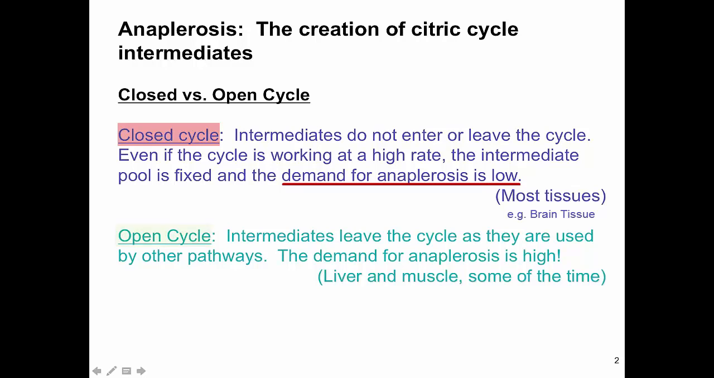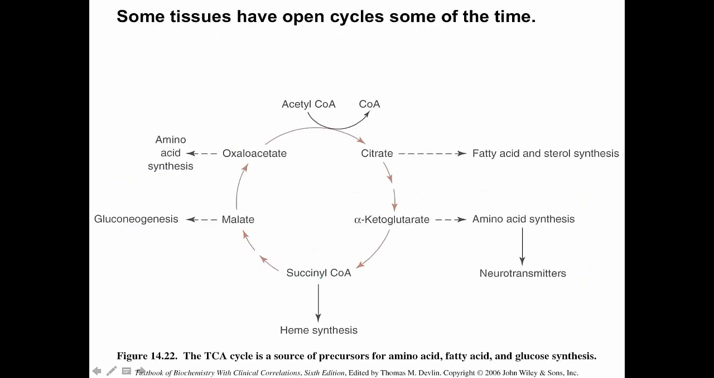In tissues with open cycles, intermediates leave the cycle because they're used by other pathways. And in this case, the demand for anaplerosis is much higher. The places where open cycles occur are shown on this slide.